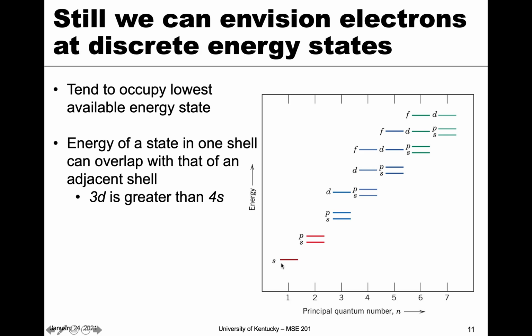And it's the same thing with the second number, l. s tends to be the lowest, p tends to be the next one, then d, and so forth. That tends to be the general order. However, you do see some cases where, for example, the 3d is slightly higher than the 4s. So there are some cases where there's overlap, where the one with the lower numbers doesn't necessarily have the lowest energy. There are some overlaps that we see as you look through this graph.